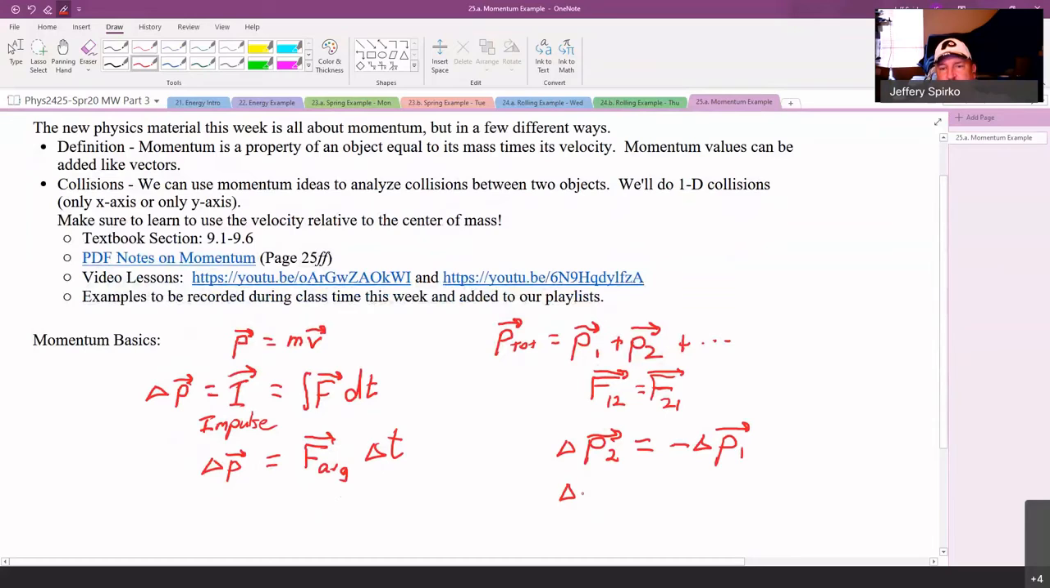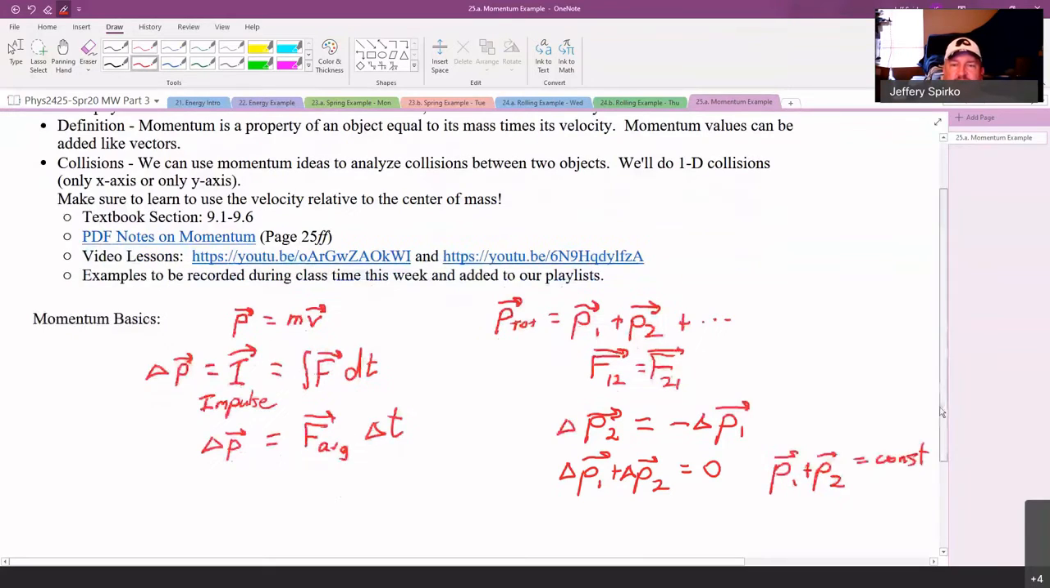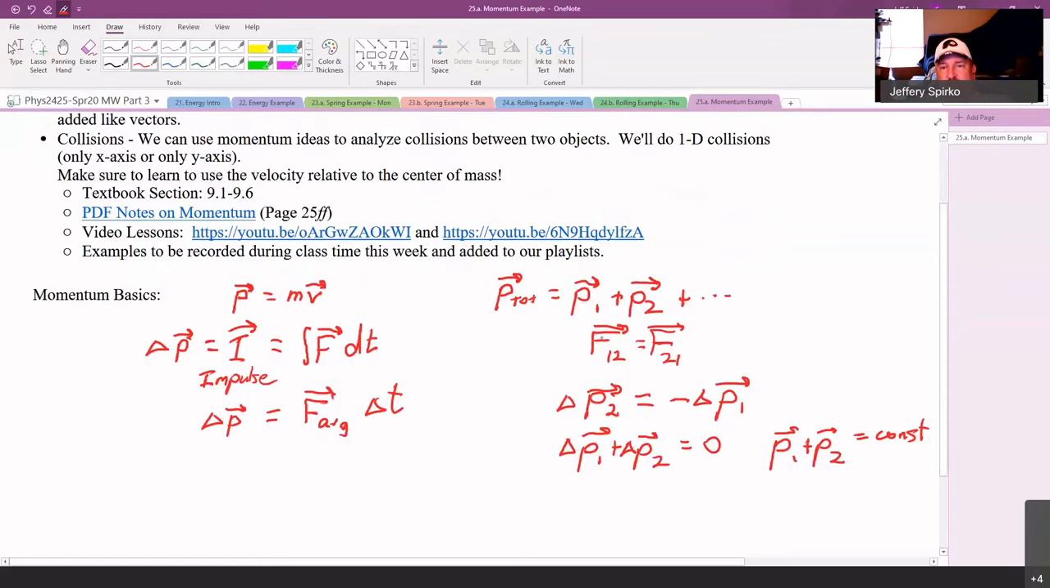And that means that delta P1 plus delta P2, both vectors, is equal to 0, which means P1 plus P2 is equal to some constant. So during a process in which the only significant force is the force two objects exert on each other, which is equal and opposite by Newton's third law, there should be a minus sign here somewhere. I'll put the minus sign on that side. Because those forces are opposite to each other, the corresponding changes in momentum are opposite to each other. So the change in total momentum is 0, which means that the total momentum itself is a constant.